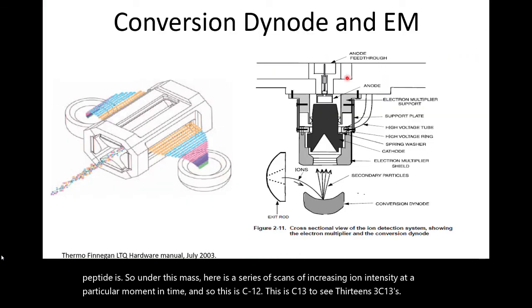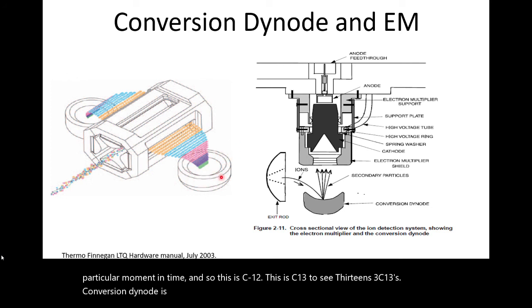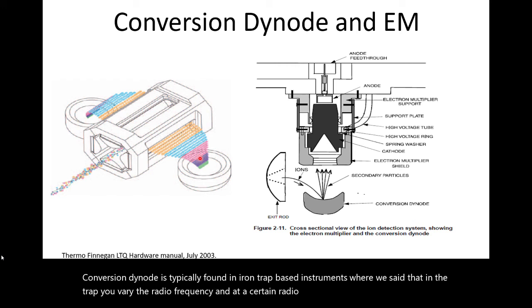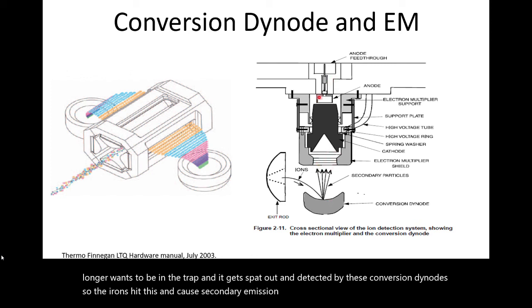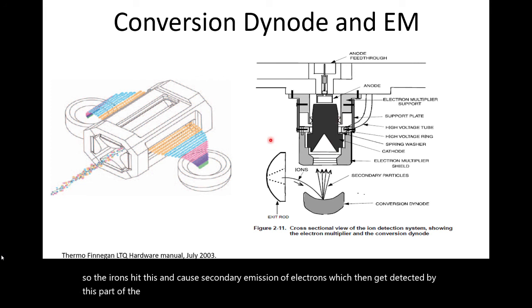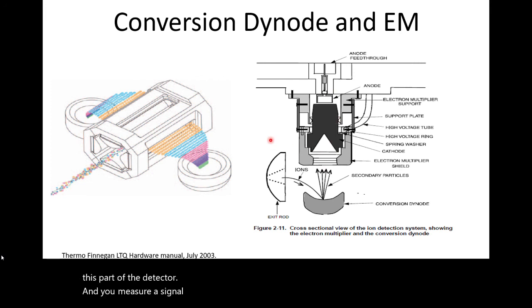A conversion diode is typically found in ion trap-based instruments, where we said that in the trap you vary the radio frequency, and at a certain radio frequency a certain mass ion no longer wants to be in the trap, and it gets spat out and detected by these conversion diodes. So the ions hit this and cause secondary emission of electrons, which then get detected by this part of the detector, and you measure a signal of intensity.